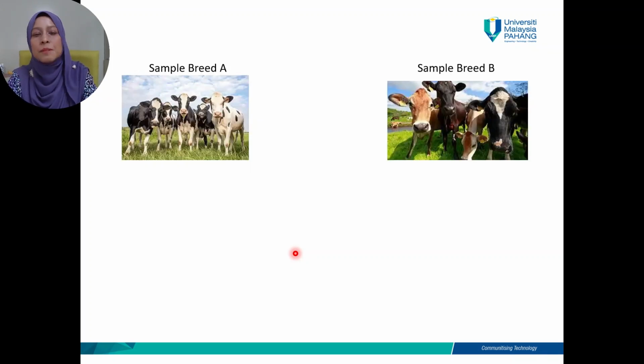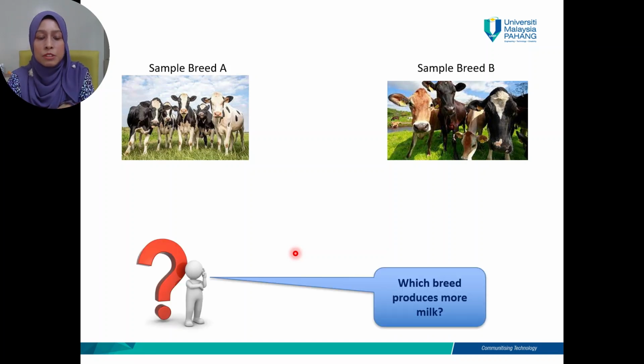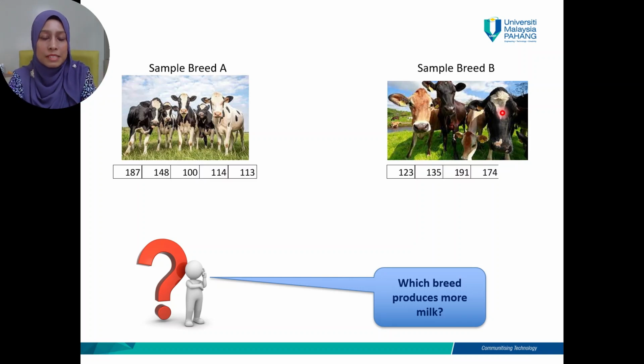Okay, so let's do this. In my previous class, I gave you an example of a cow from breed A and cow from breed B. So if Pak Mail wants to determine which breed produces more milk, he could collect a sample of cows from breed A. So let's say here he has 5 cows from breed A and 4 cows from breed B. So Pak Mail can collect the data from these samples. So for example, after the data has been collected, perhaps this is the amount of milk produced for the sample breed A and this is the amount of milk produced from sample breed B.